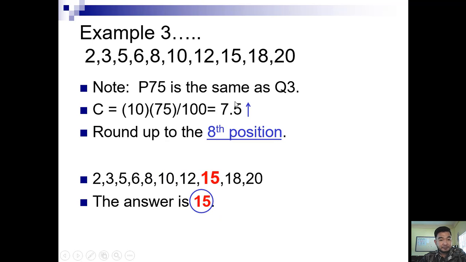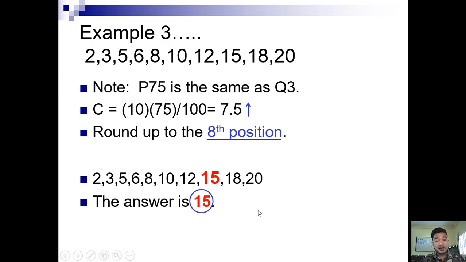Another example with the same set of scores. 75th percentile is the same as the third quartile. Yan. So that's C is equal to NP. N is 10, then P is 75 divided by 100. Then 10 times 75 is 750 by 100 is 7.5 decimal.